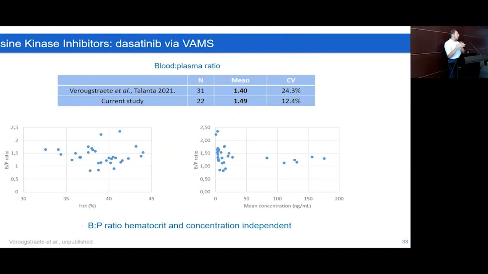And that obviously is problematic, because if you have a blood concentration and you want to convert it to a plasma concentration, you really introduce quite substantial uncertainty. And we don't want that. So if we look at trough levels, we saw that this CV is substantially lower, only 12%, which is acceptable.